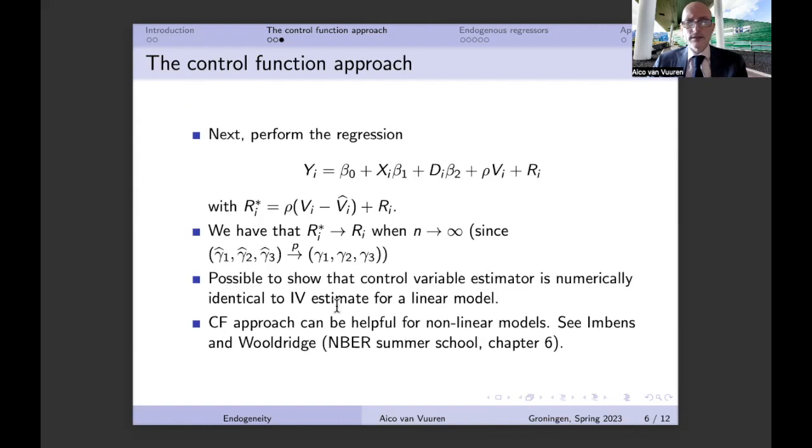So Vi hat is a consistent estimator of Vi, and that means that if n goes to infinity, this part over here is going to completely drop out. That means that even though for any finite n this regression is going to give us a bias, at the moment that n goes to infinity, we actually have exactly the same regression as the regression that we had two slides back. And that means that the bias will reduce to 0 if n goes to infinity.